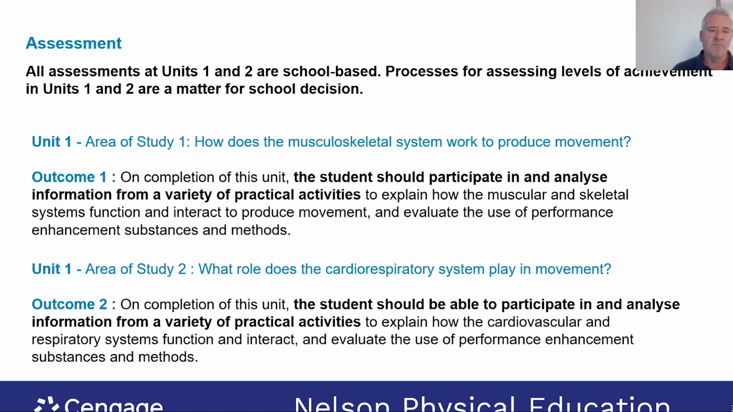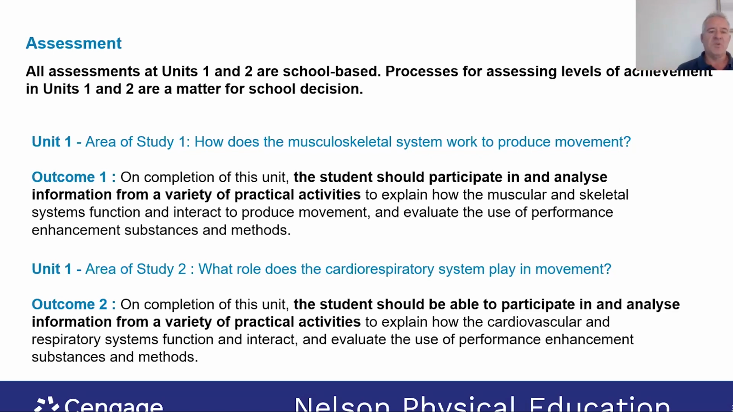So Area of Study 1, Unit 1: how does the musculoskeletal system work to produce movement? On the completion of the unit, students should participate in, there's that participate in, and analyse a variety of practical activities. They then have to explain how the musculoskeletal systems function together to produce movement. This is also where they evaluate the use of performance enhancement substances and methods. So the first one they actually do themselves, they experience.